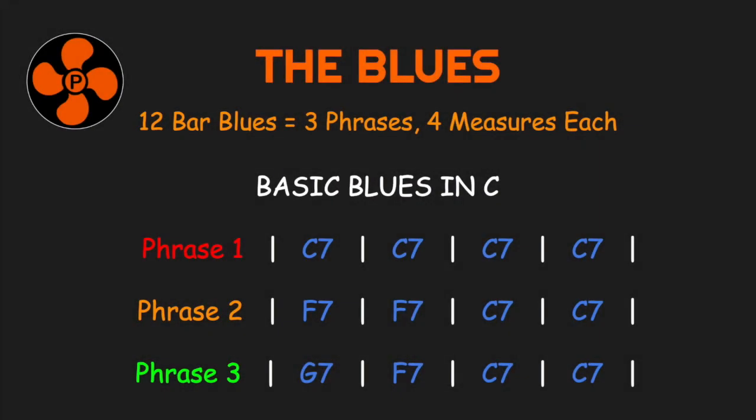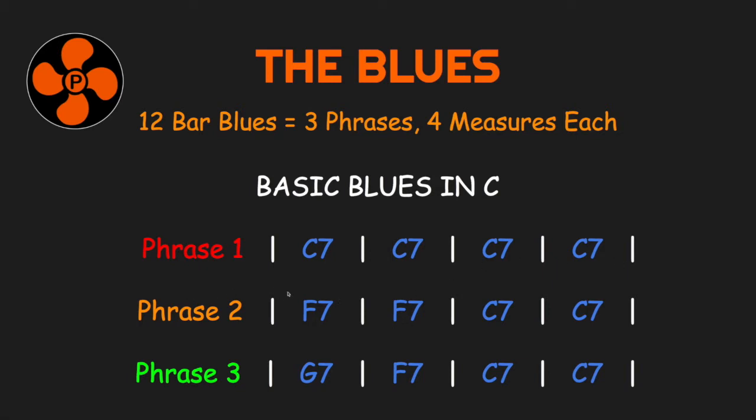Like I said, the blues is split up into 3 different phrases. This is an example of a blues in the key of C. Phrase 1 starts with a C7 chord, and there are 4 measures of C7. That's C dominant chord. The reason it's called a 1 chord in the key of C is because C is the first note in that scale.